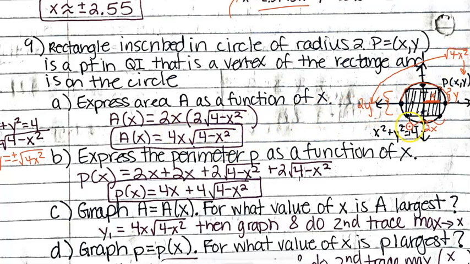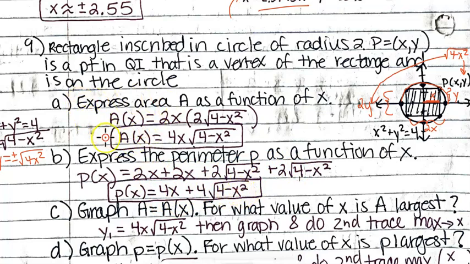But that's how I get my area. So my area, I am taking the base, which is 2x, times the height, which is 2 times this equation. So when I simplify this function, I get 4x radical 4 minus x squared. When I do the perimeter, it's the same thing because I'm doing 2x plus 2x plus 2y plus 2y. And again, we don't actually use the y, we use square root of 4 minus x squared. So 2x plus 2x plus 2y plus 2y. And then I just combined like terms for the perimeter.